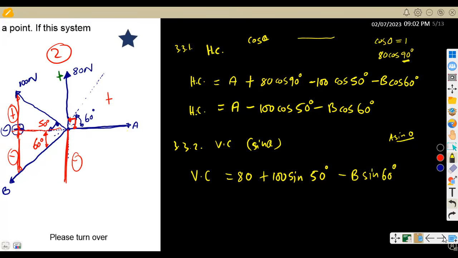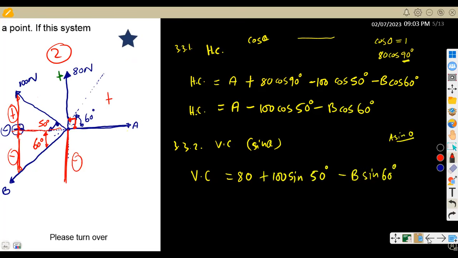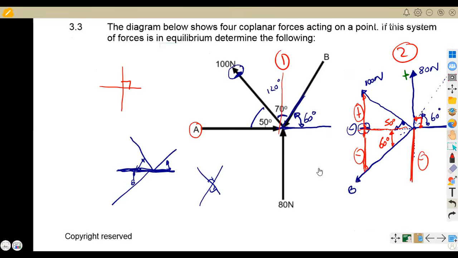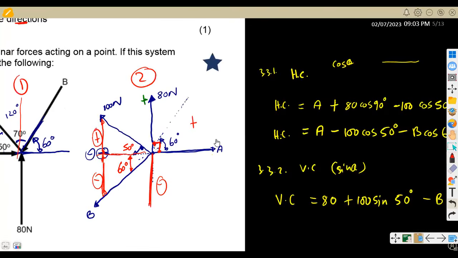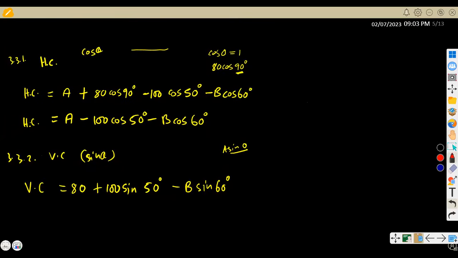All right, so that was 3.32. We move on to the other part of the question, which is 3.33, the magnitude of A and B. Remember we are told that these two are in equilibrium. So if the system that we have is in equilibrium, that means we can formulate equations in this case to calculate A and B. How are we going to formulate the equations? We know that the horizontal component is supposed to be equal to 0.